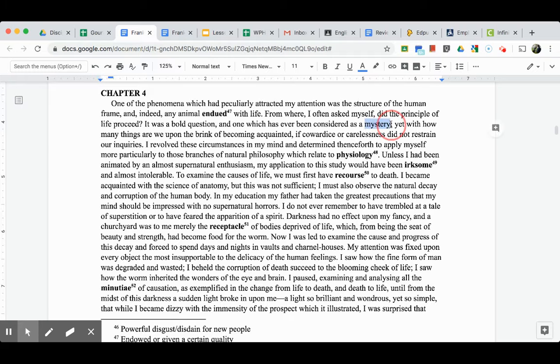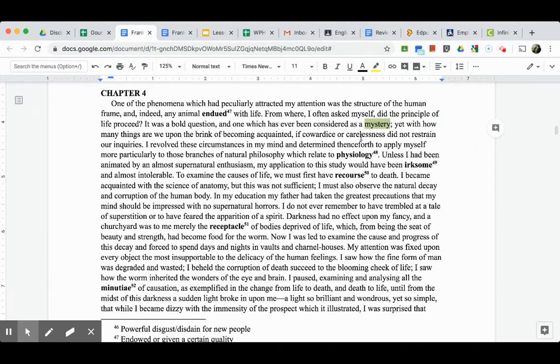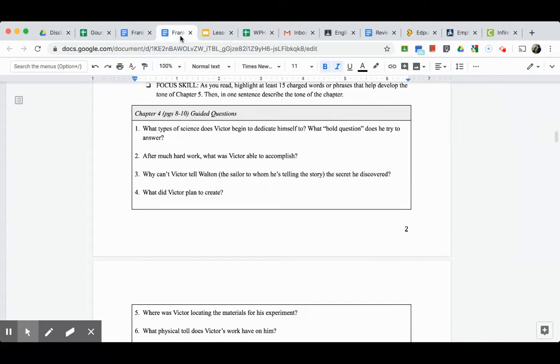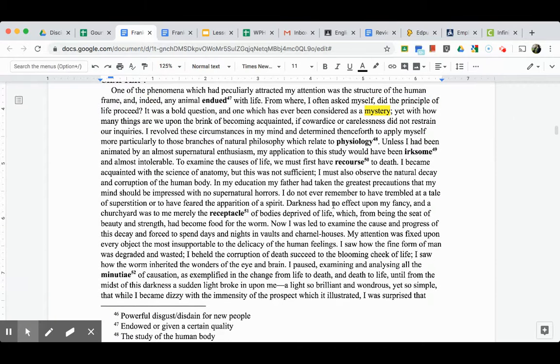If I was highlighting charged words, I think the word mystery here helps to create a tone. Right, that he's obsessed with these secrets, bold questions, which I think is one of your questions. What type of science does he dedicate himself to? What bold question does he answer? We see that here, right, of where does life come from? Where does the principle of life proceed?